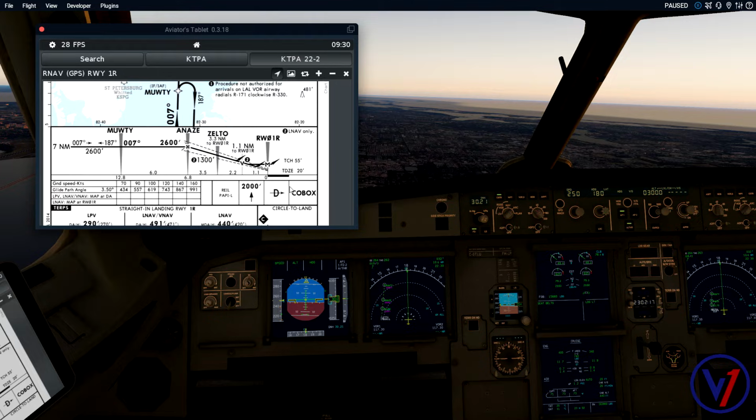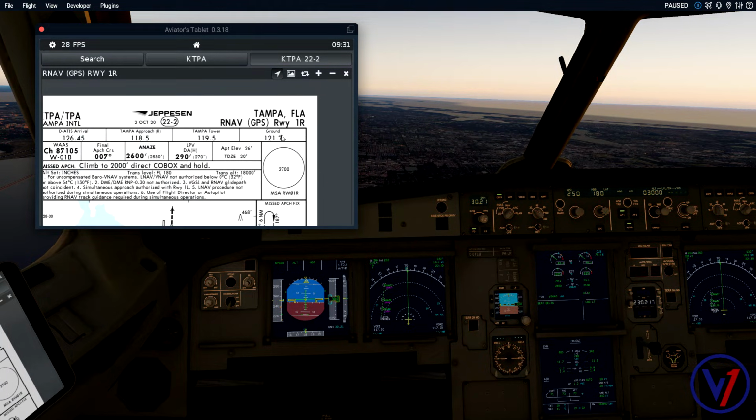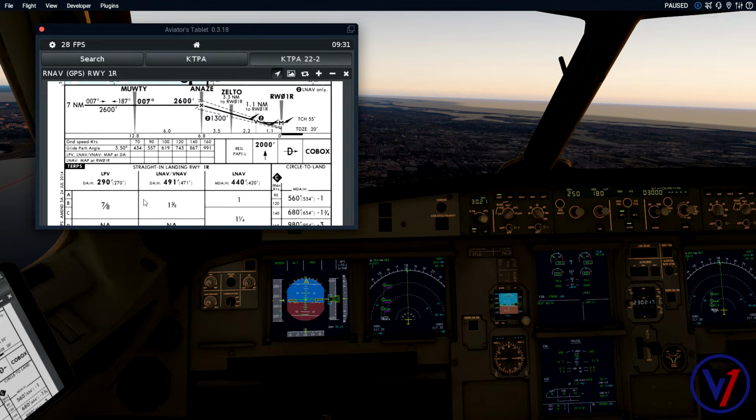Now, there are exceptions to those rules. We'll talk about that in a later video when we get onto RNP approaches. However, with this particular approach, when you're doing a pure RNAV approach, RNAV GPS runway 1 right, this approach will not get you as low as an ILS approach, unless, of course, you are LPV capable, which we are going to talk about now.